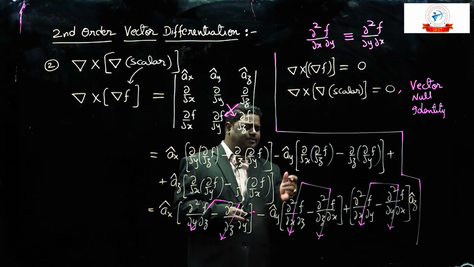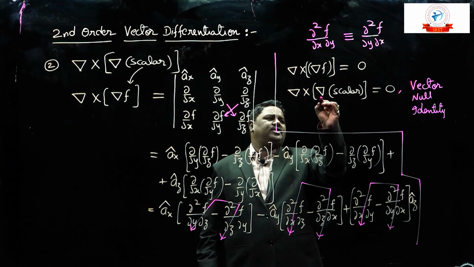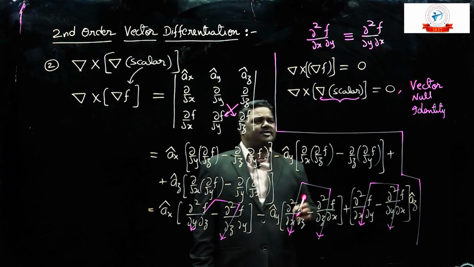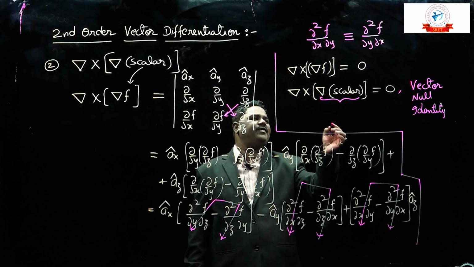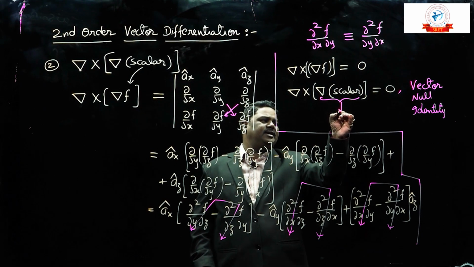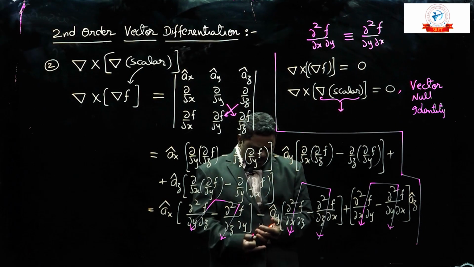Just observe this one. What is this quantity? Here del is a vector. A vector multiplied with a scalar will give you again a vector. So this quantity is a vector quantity completely.